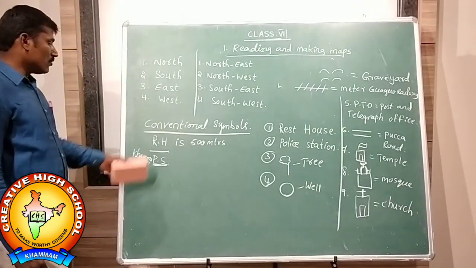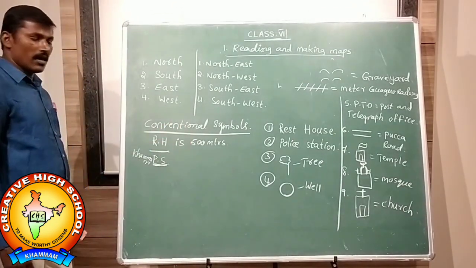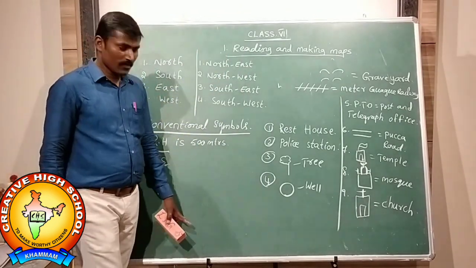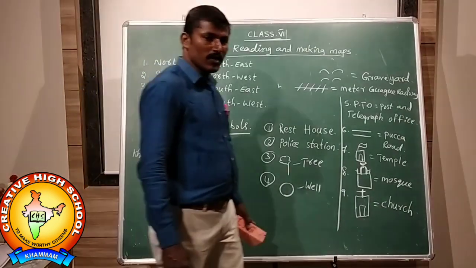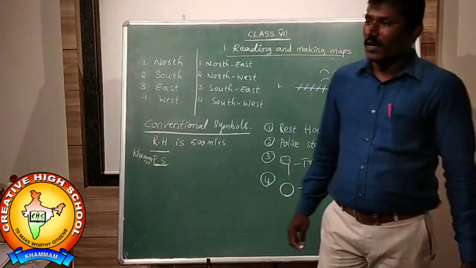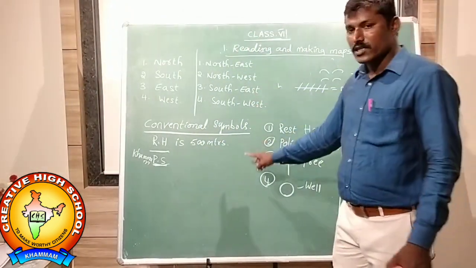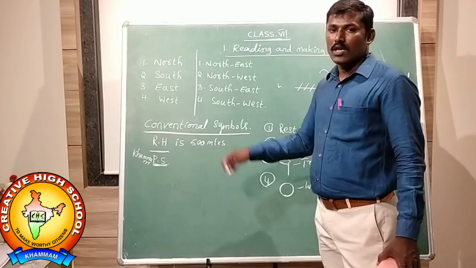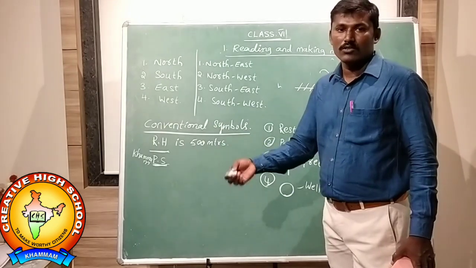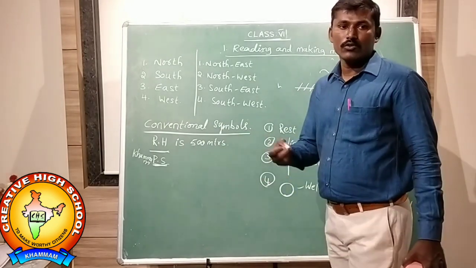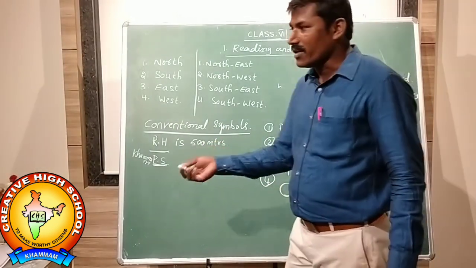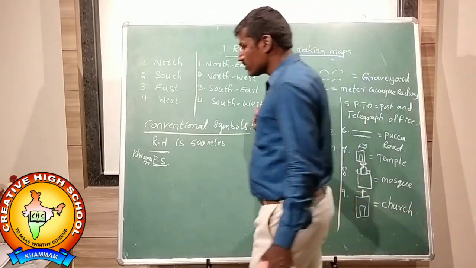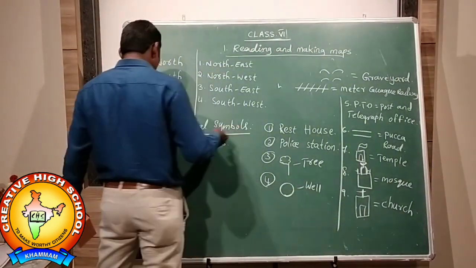By using these symbols as well as these directions, we are able to reach whatever place we want to reach. We are able to reach our places easily. So here, conventional symbols, let us see again.